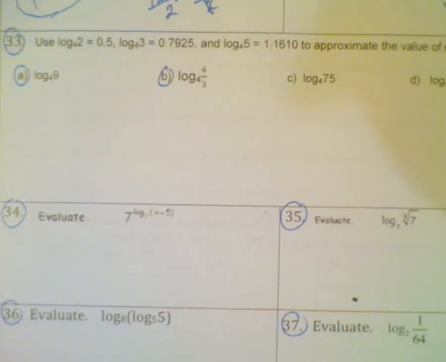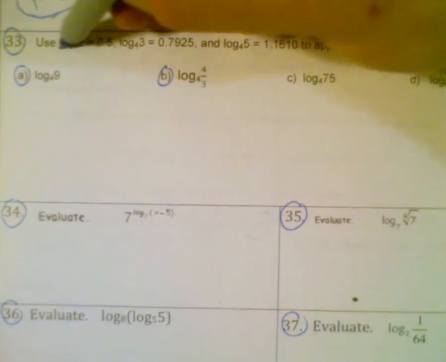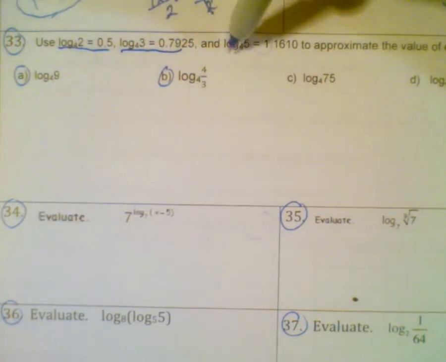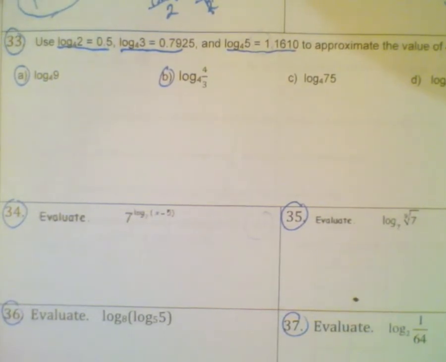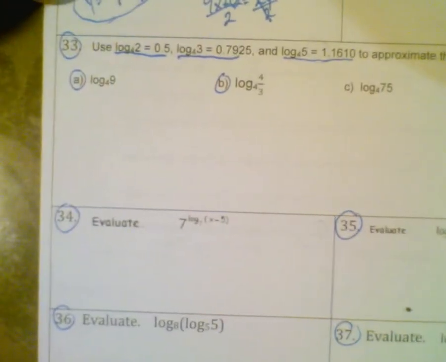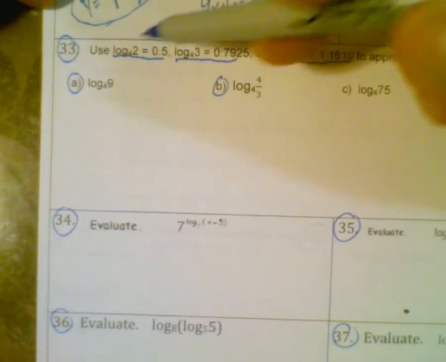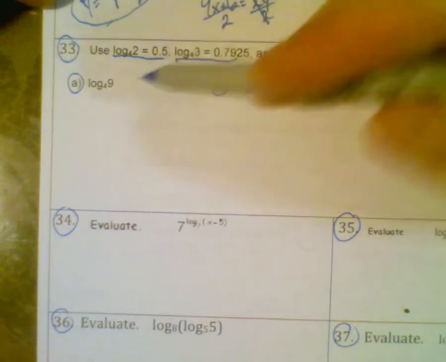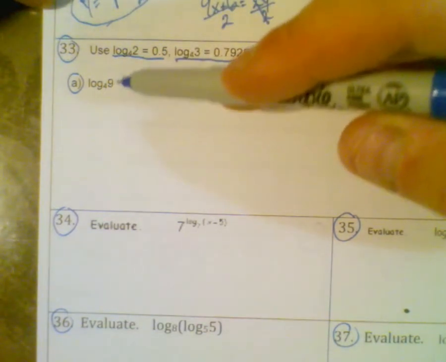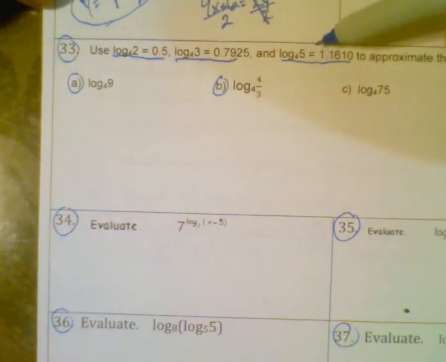So use these logs. Some of you have calculators, but I still want you to use these to show your work. So log base 4 of 9. How can you use 2, 3, or 5 to get the 9? You have to use the numbers that you're given in the logs up above.